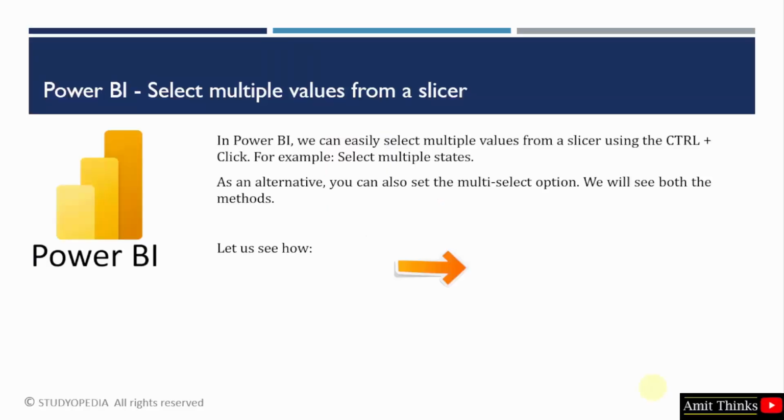So guys, we can easily select multiple values from a slicer by pressing the control key on the keyboard with the mouse click. Let's say for example selecting multiple states. Or as an alternative, we can set the multi-select option also, so that we don't need to click control again and again. Let us see both the methods.